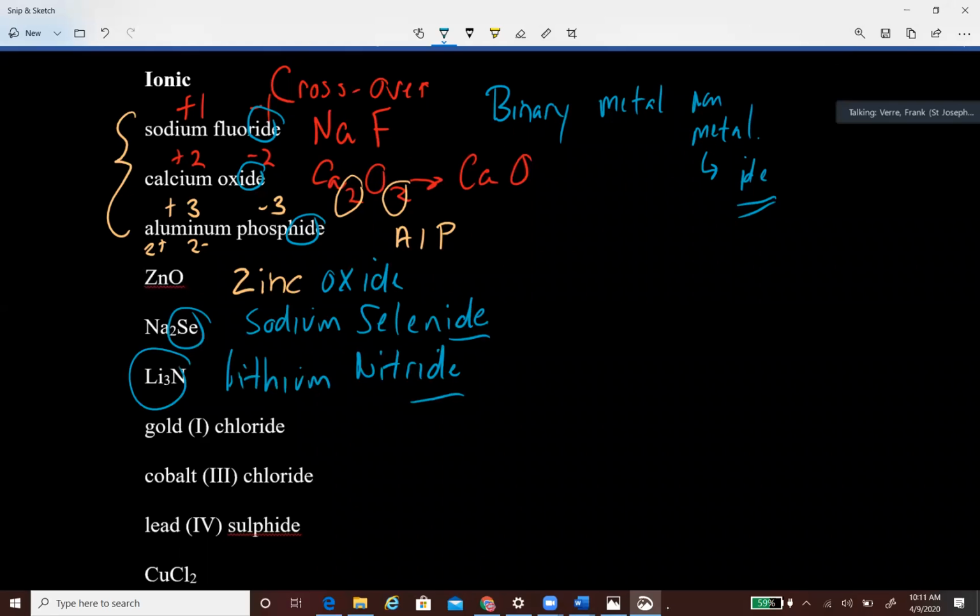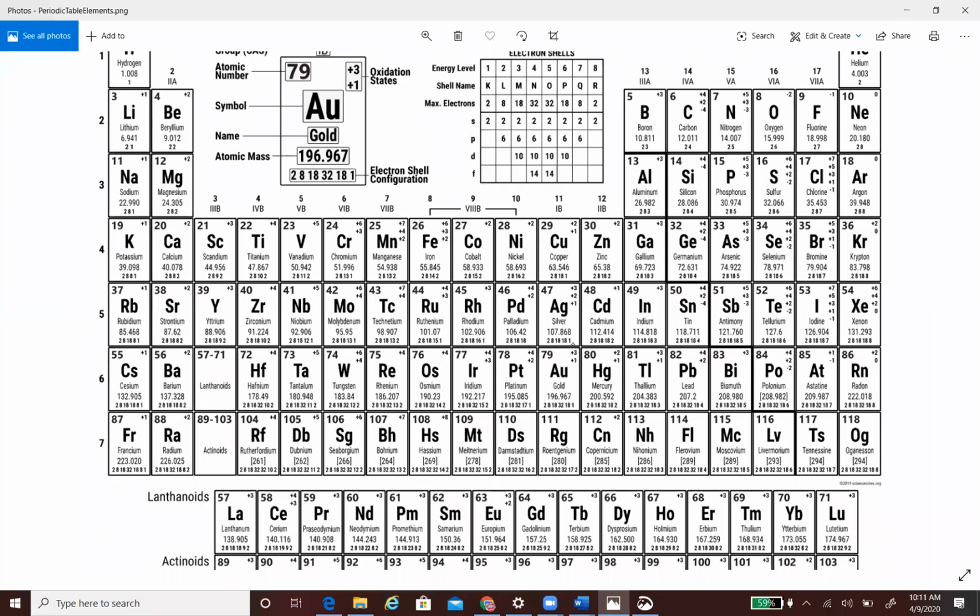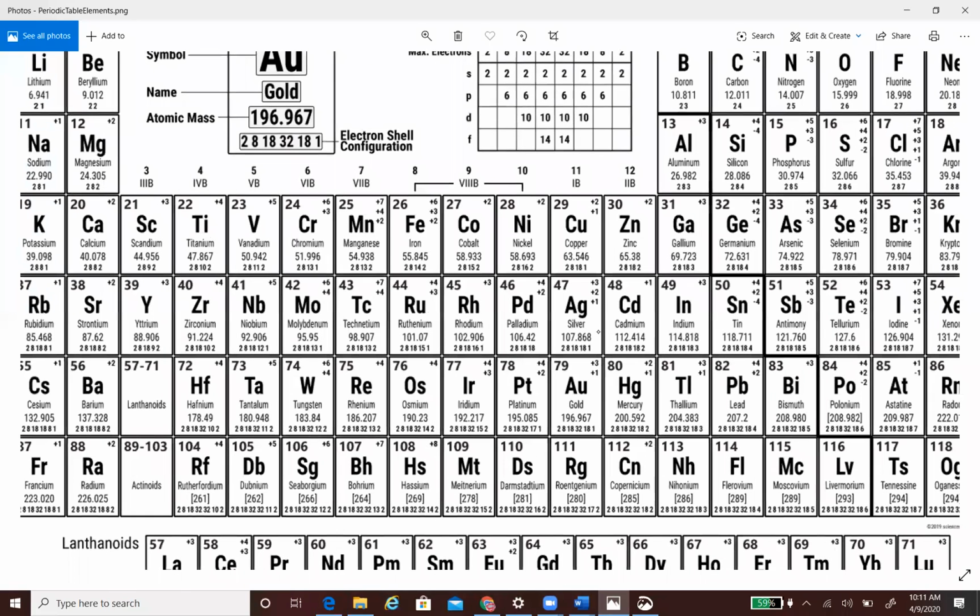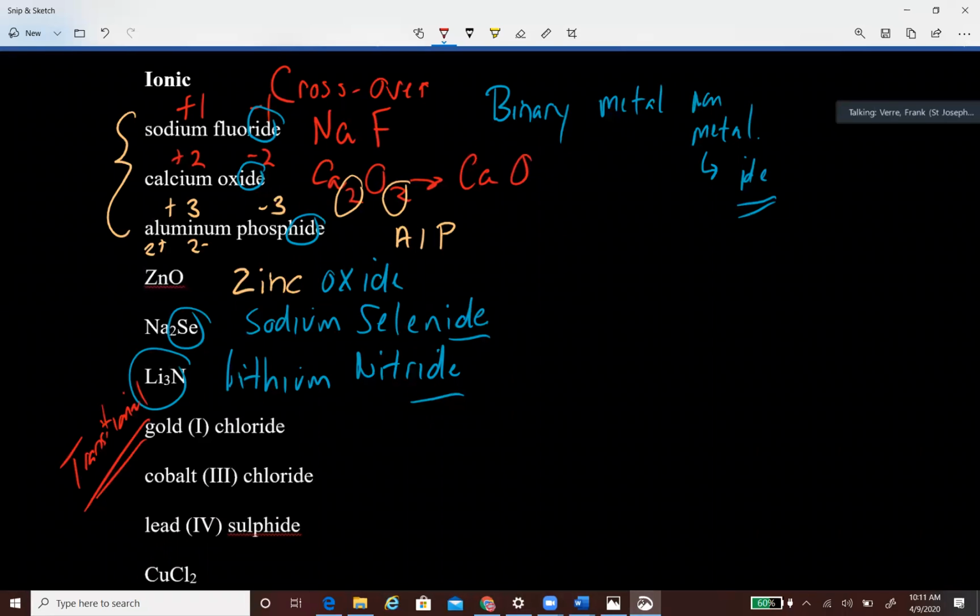Now, in addition to ionic, there are binary compounds that include transition metals. These are the metals that have more than one possible charge. So for example, if I look at gold in the periodic table, gold being Au, you'll notice it has two possible charges. It's +3 and +1. So if it's got more than one charge, what you do is you use a Roman numeral, so you identify what the charge is. Otherwise, you don't know. It could be +1, it could be +3.